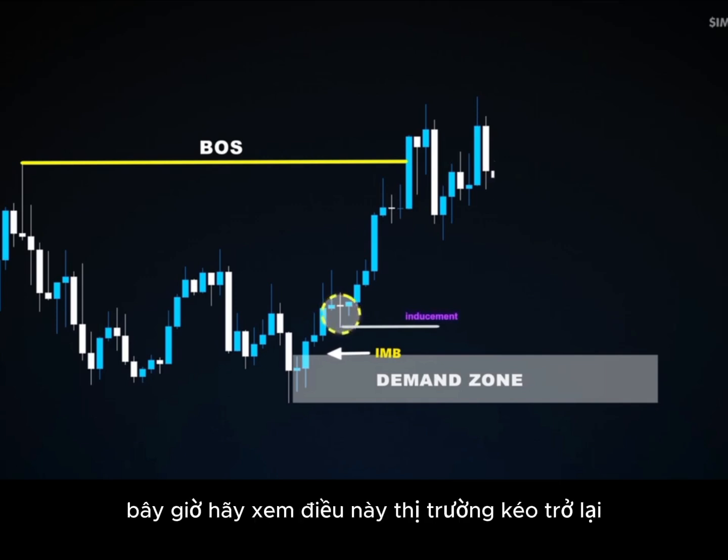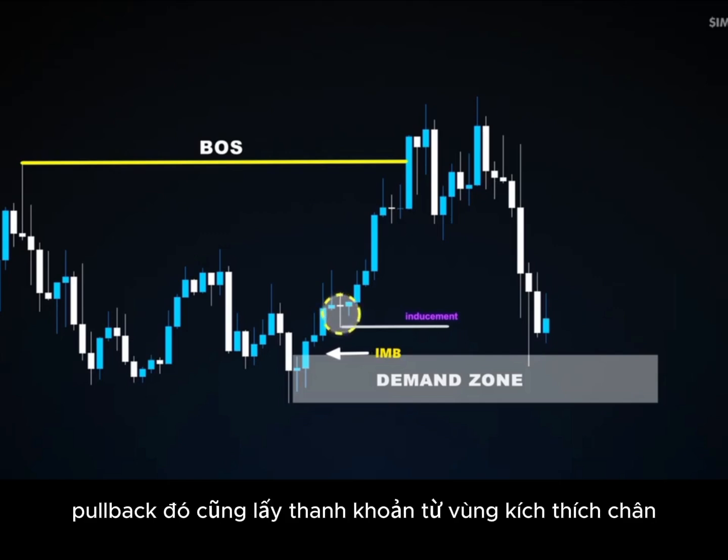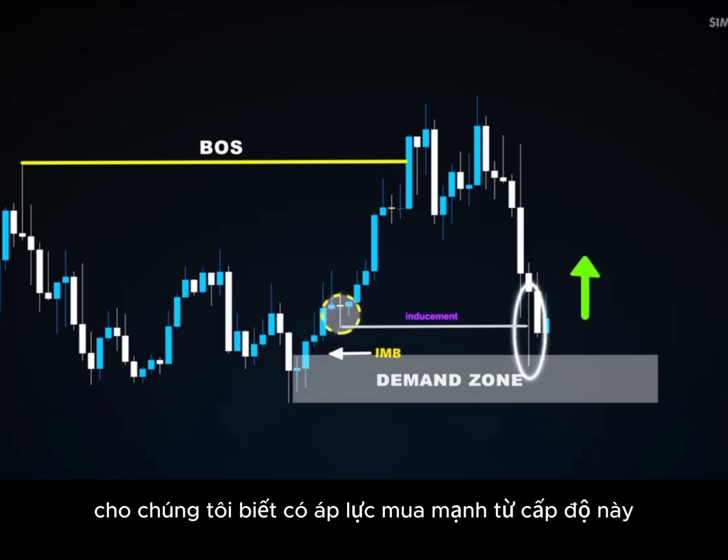Now watch this. The market pulls back, respects the demand zone, and starts pushing upward. That pullback also grabs liquidity from the leg inducement zone. Notice the large wick that touches the demand zone. That's key. This wick tells us there's strong buying pressure kicking in from this level.